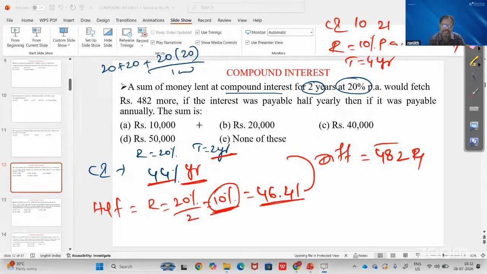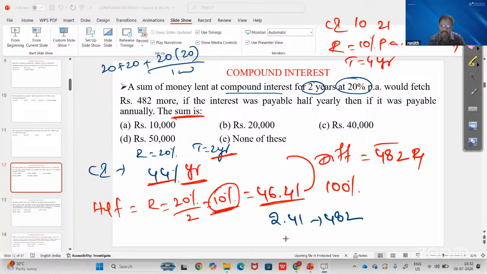What we need to find out is the sum. Sum is nothing but principal, 100%. What is the difference I am getting? Here it is 44, here it is 46.41. That is 2.41, which equals 482. Then what is the value of 100%? 2 times 4 is 8, 1 to the 2. So 1% equals 200, then 100% equals 20,000.